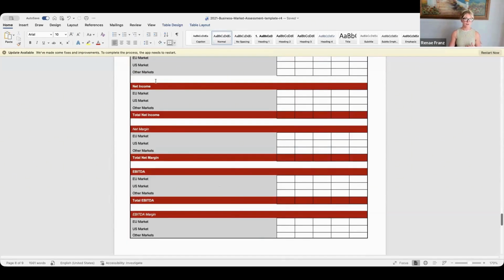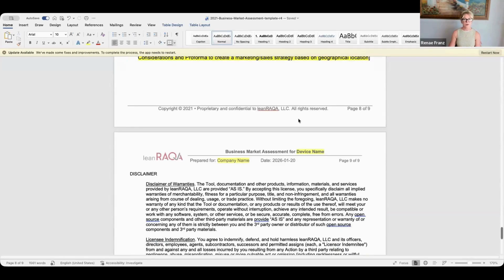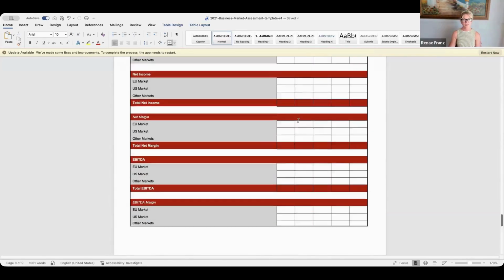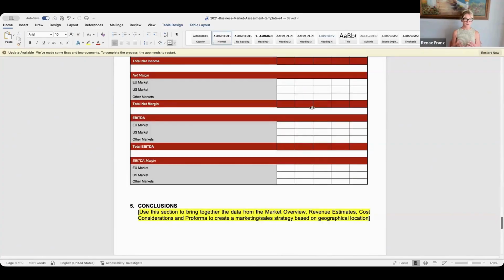So all of this part right here will be really important when you're talking to investors, whether it's venture capitalists, angel investors, or strategics like the large medical device companies that may want to put money into your invention or your idea. So any questions about this tool when you're assessing the different markets? I guess I should say, what I like about this is that this shows you each market, what it's going to cost, and you can figure out your net income, your net margin, your EBITDA by market.